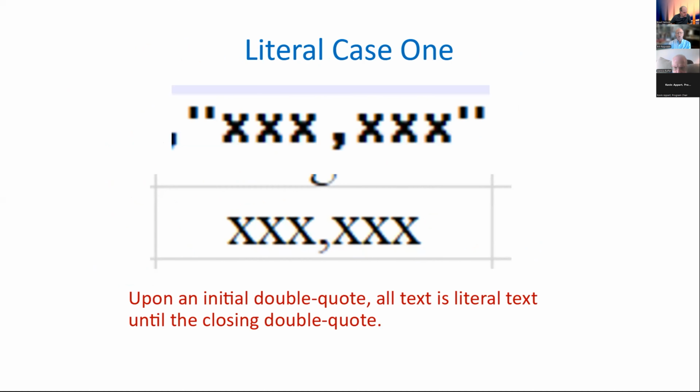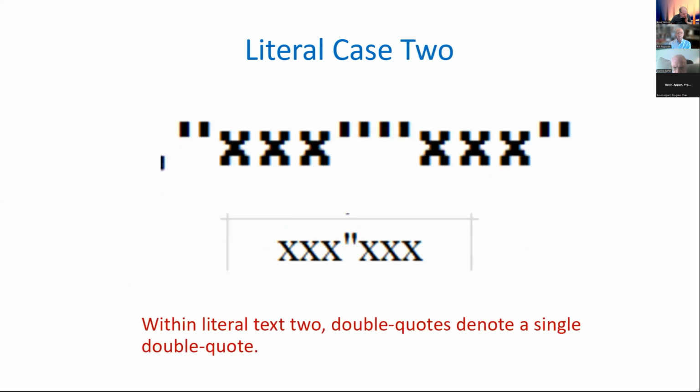So here are a couple of cases we have to handle. The first is if we have a comma in our field, the box in the center shows the output, XXX, comma, XXX. The input shows a quote that's leading and trailing to mark that literal field. If you have a quote in a literal field, the quote here would be XXX, double quote, XXX.